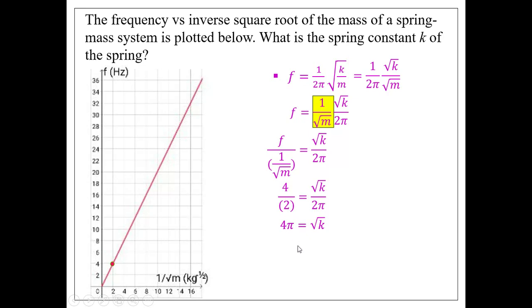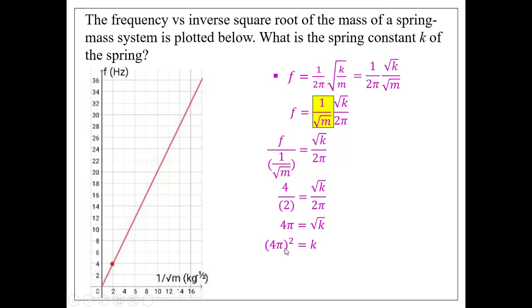However you want to do it, okay? But as you can see here, I don't have k by itself yet. This is radical k. So to get k by itself, you need to square both sides. So I'm going to go ahead and square both sides just to get rid of the radical symbols, just to get k by itself. And then 4 pi squared.